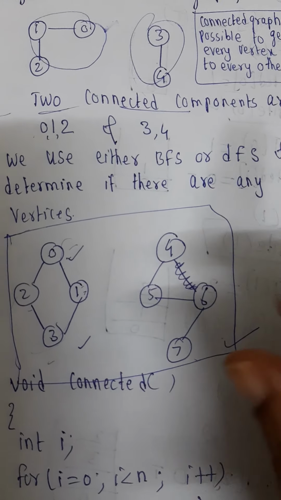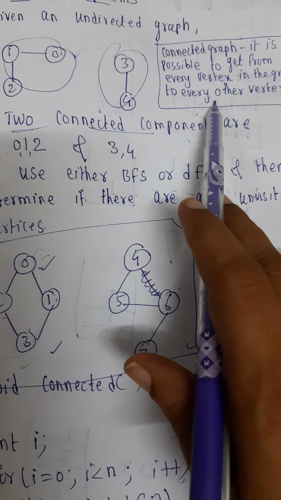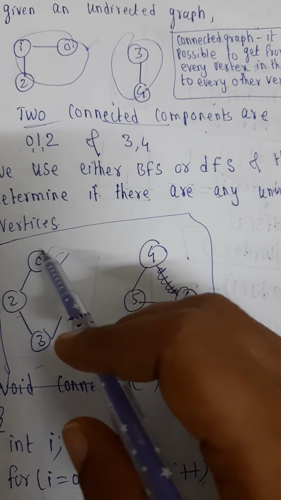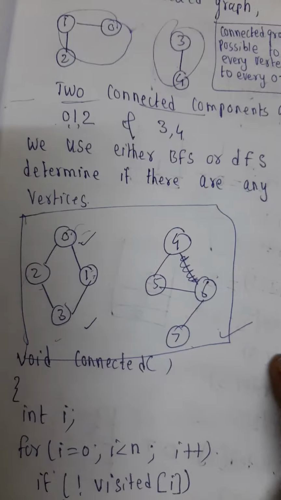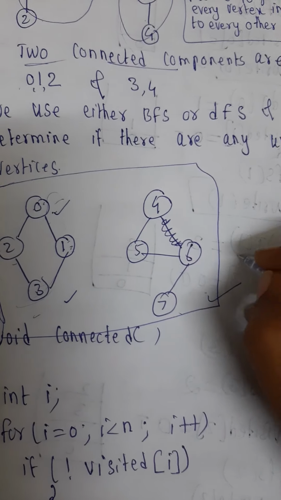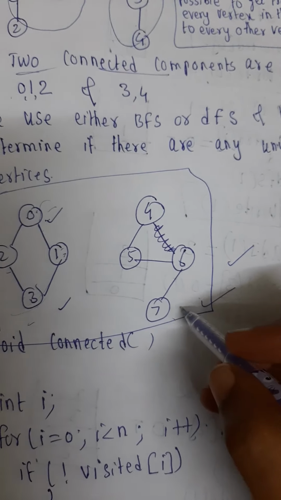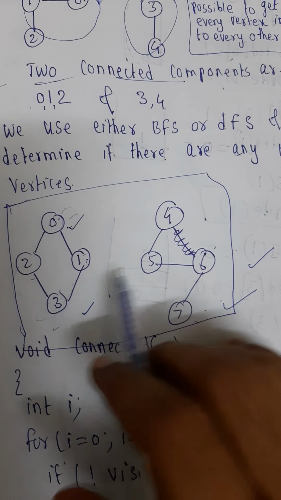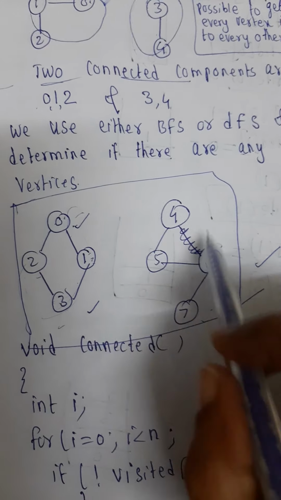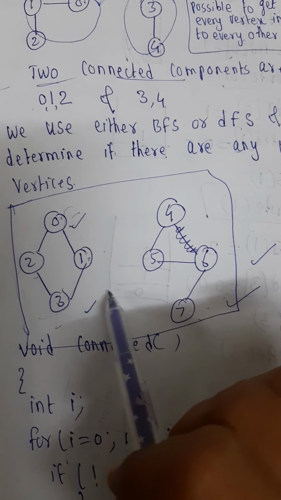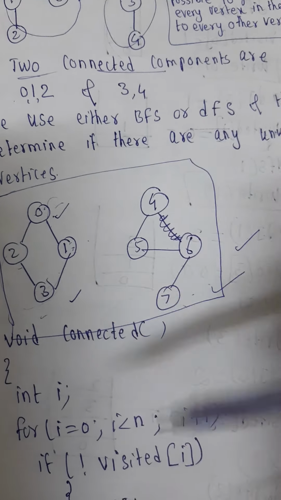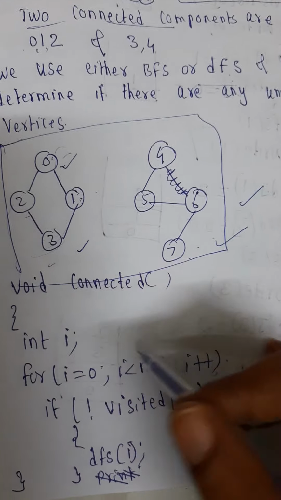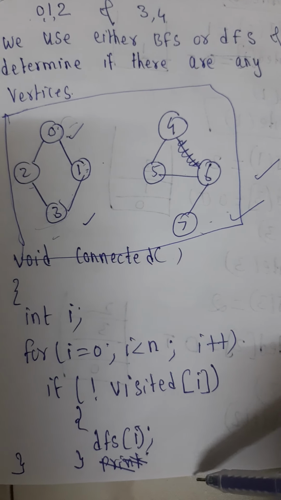Just now I gave you the definition of what is meant by a connected graph. So what is the definition? From every vertex, if you are able to reach all the vertices, that is a connected graph. So this is the graph given. By using the algorithm, we will check whether this graph is a connected graph or not. I said either we can use a BFS algorithm or DFS algorithm, but here I'm using the DFS algorithm. So this is the algorithm you have.